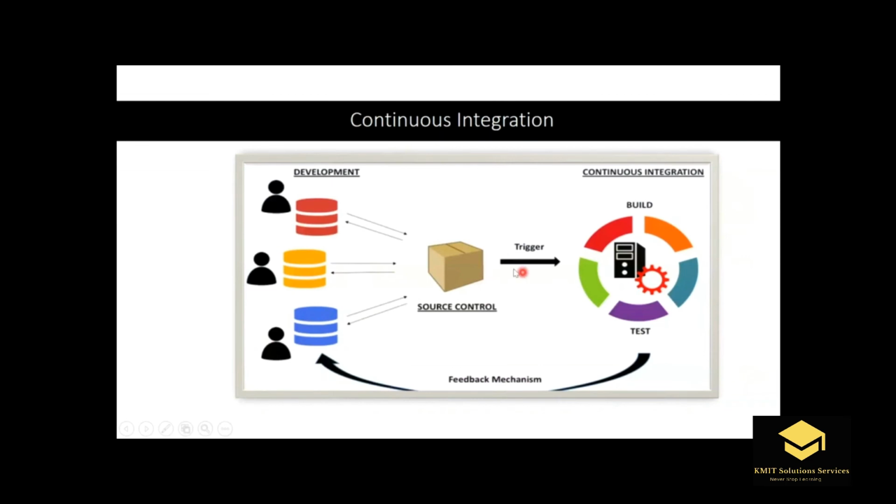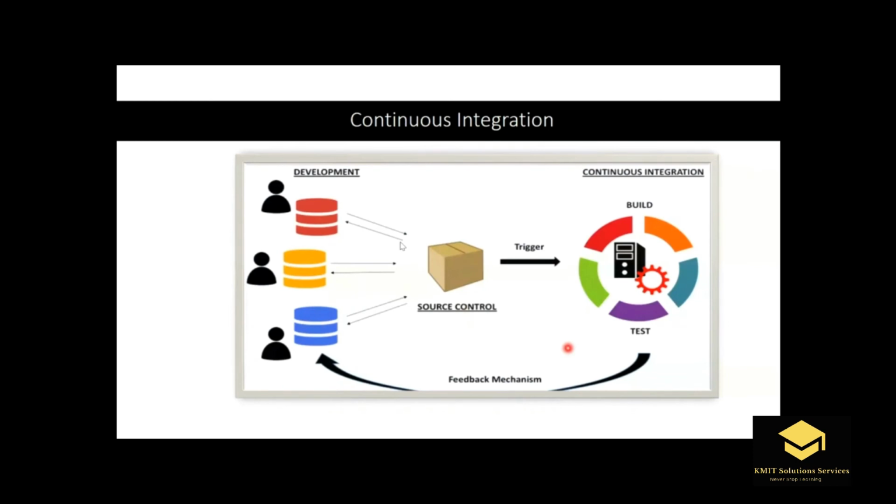And a trigger happens. Whenever a change happens, it should be built, it should be tested, and feedback goes back to the developer. This is what is called continuous integration. The most popular tools are TeamCity and Jenkins. TeamCity is mostly used for .NET developers, and Jenkins is used in general, for Java developers or PHP developers.